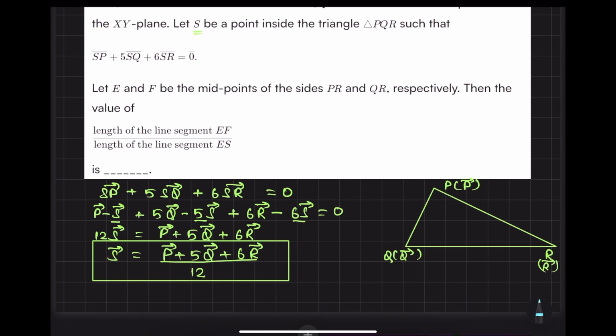Then we have E and F. E and F are the midpoints of the sides PR and QR. So can you tell me the coordinate of E? It is (P plus R) by 2, F is (Q plus R) by 2. I hope till this part you guys are okay.